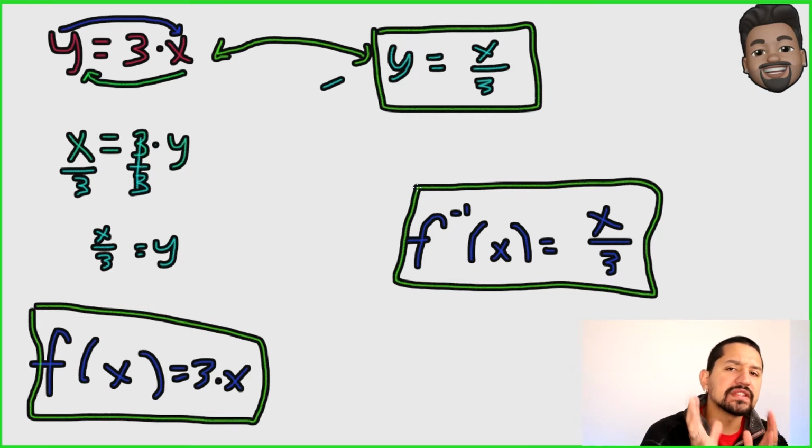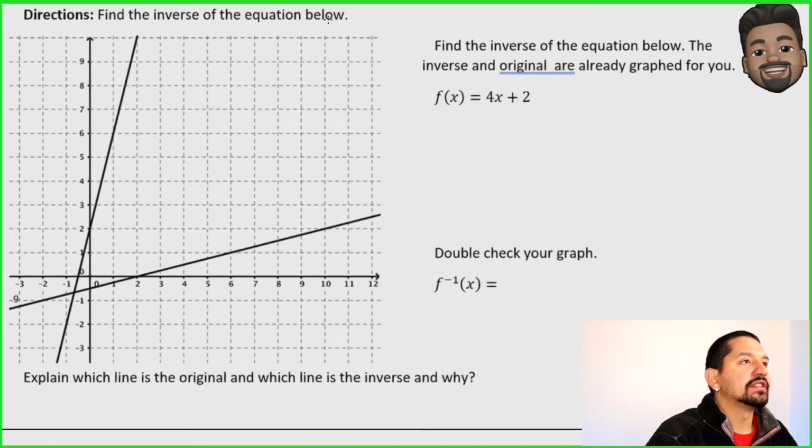Let's go to a little bit of a tougher one. So here we go. Find the inverse of the equation below. The inverse and the original are already graphed for you. Well, just as a fresh reminder, in 4x plus 2, the 2 is my y-intercept, so my 2 is my y-intercept right there.